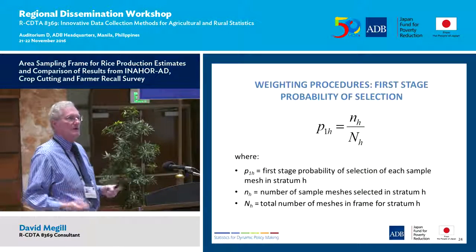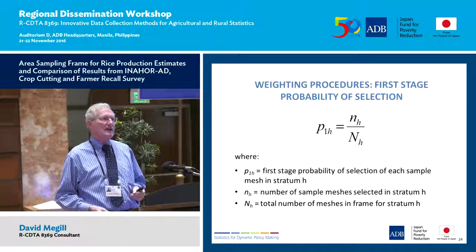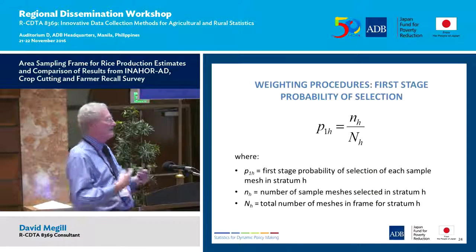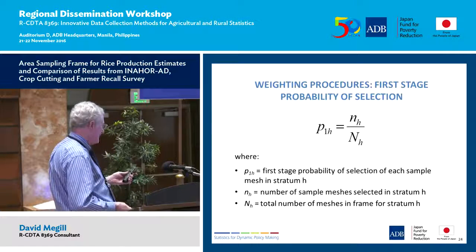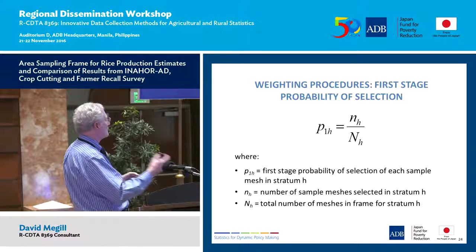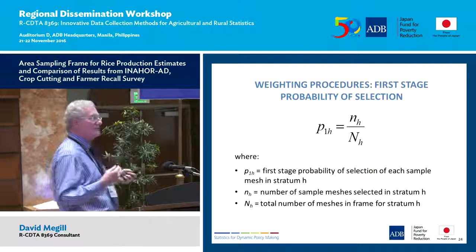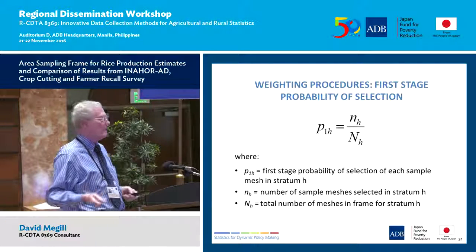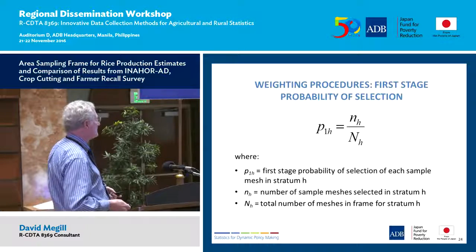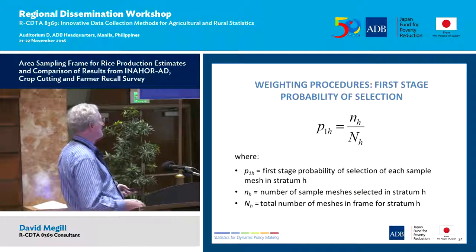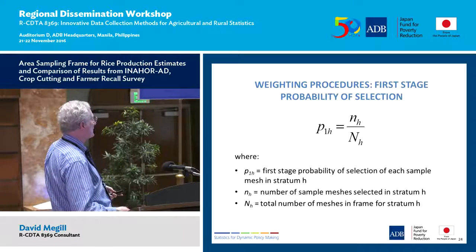Okay, now that we've obtained these data, how do we make estimates? How do we get unbiased estimates from the crop cutting data that we obtain? Of course, we have to respect the sample design and look at the probabilities at each stage of selection, and then the inverse of the probabilities will give us the weights. So let's take a look at the different probabilities.